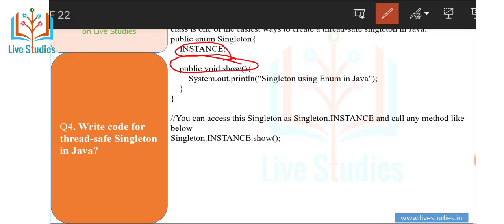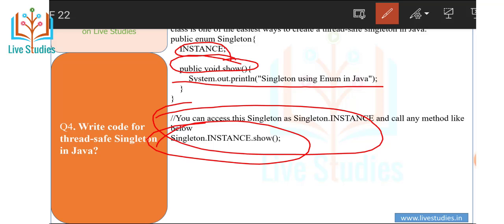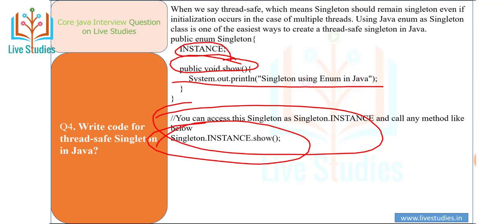Just create the show method and print the enum. Okay, means you can access the singleton as singleton instance and call any method like singleton instance show method. Okay, very simple.